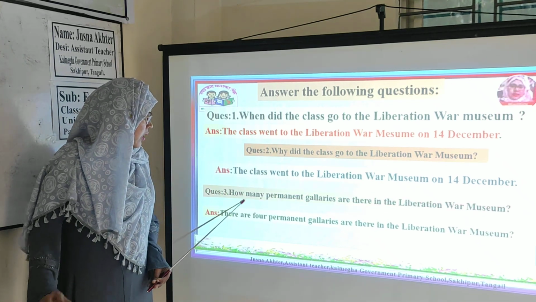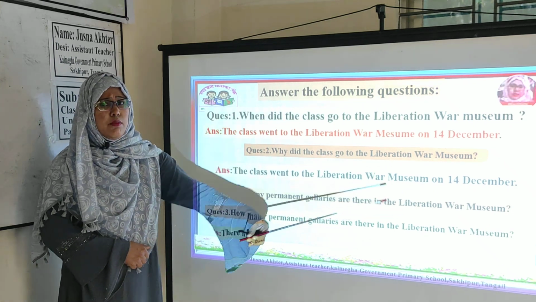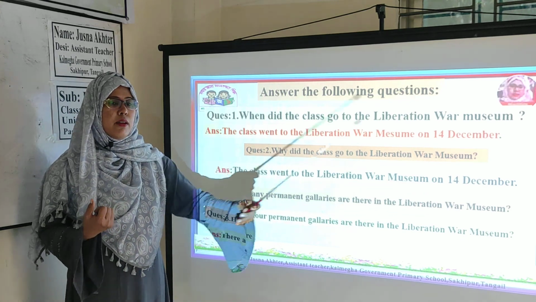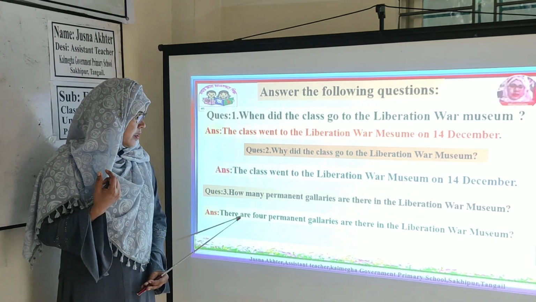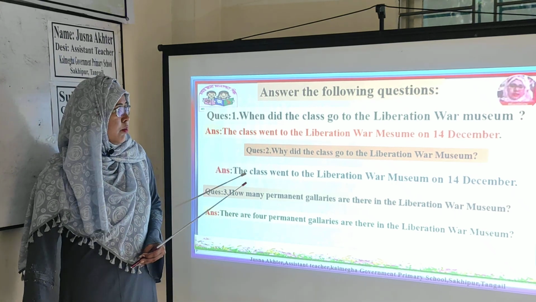And number 3: How many permanent galleries are there in the Liberation War Museum? There are 4 permanent galleries in the Liberation War Museum.